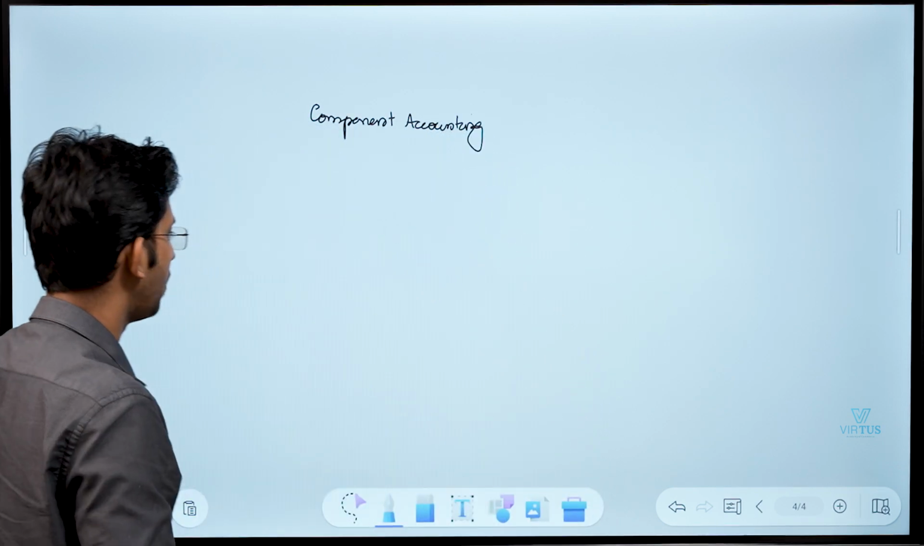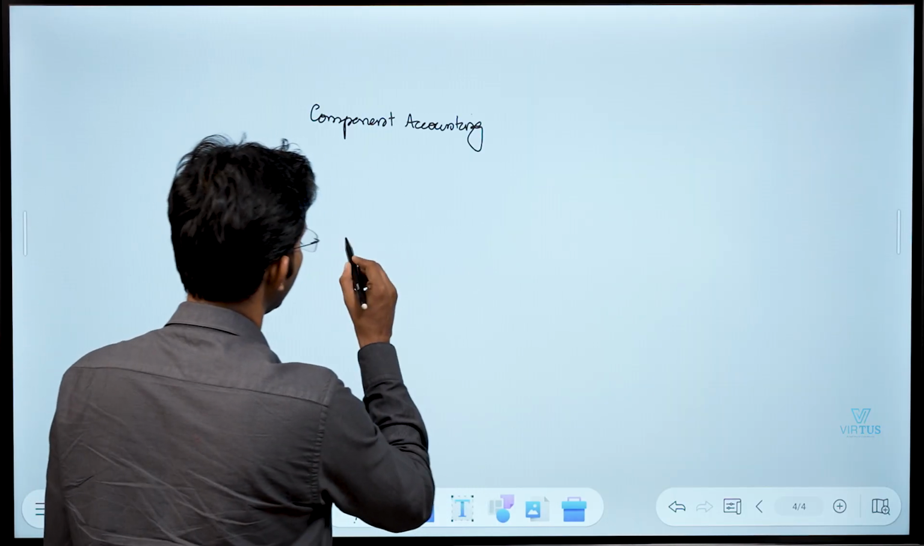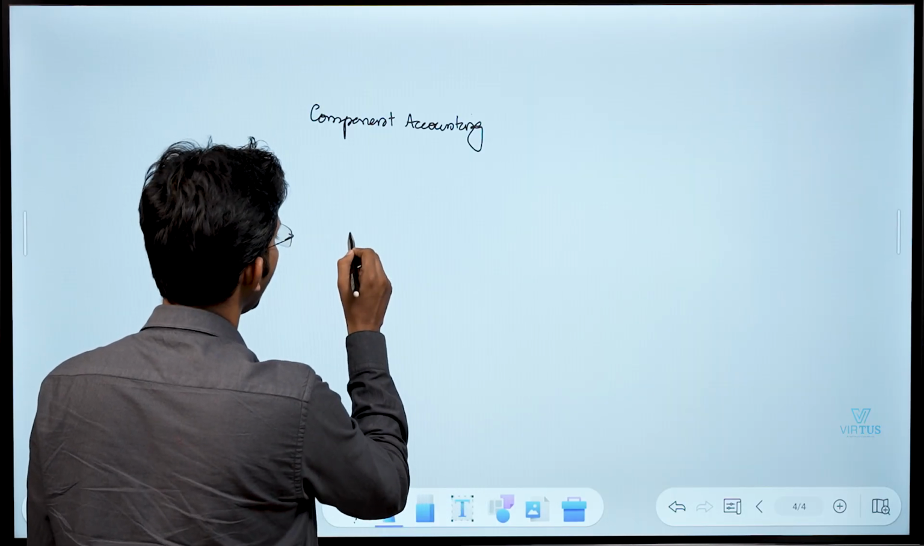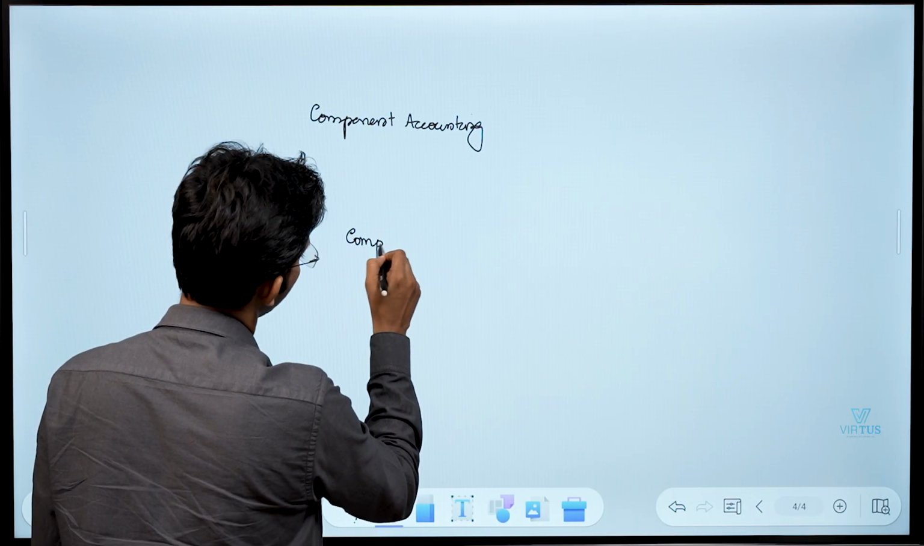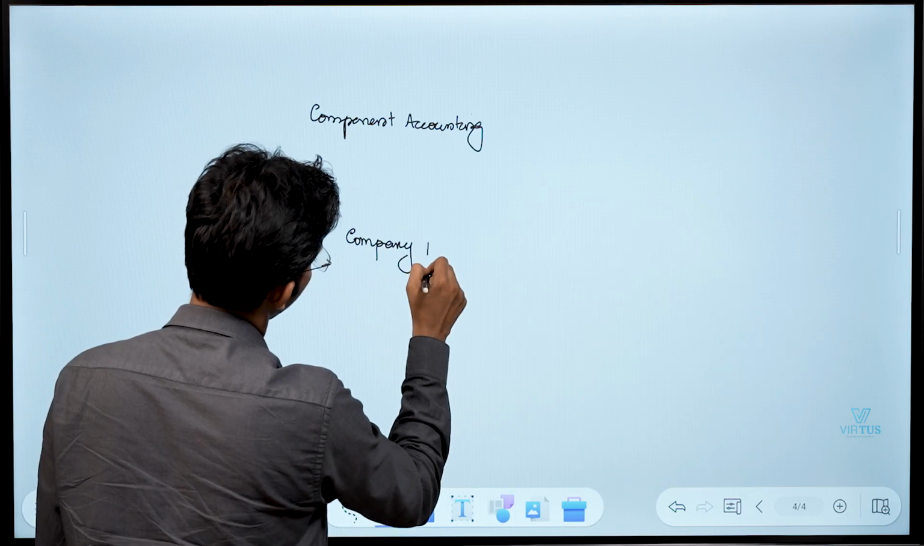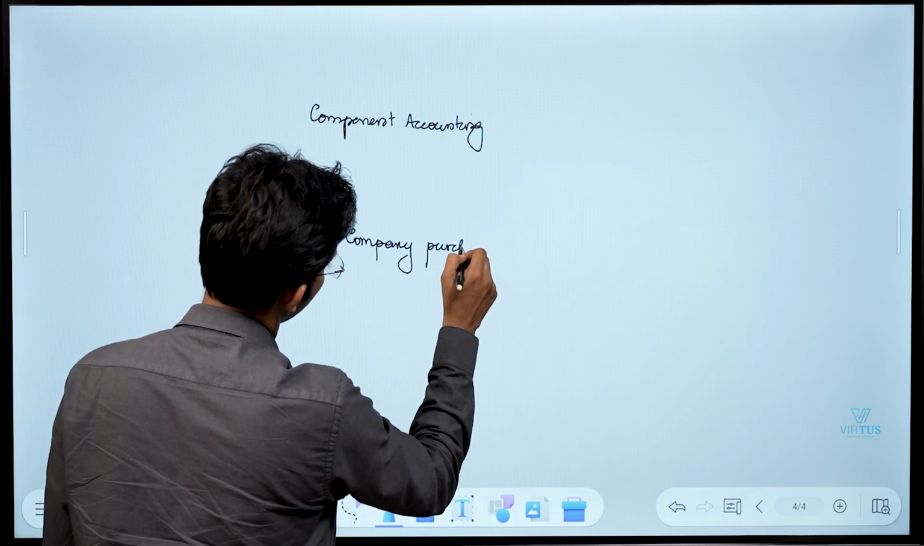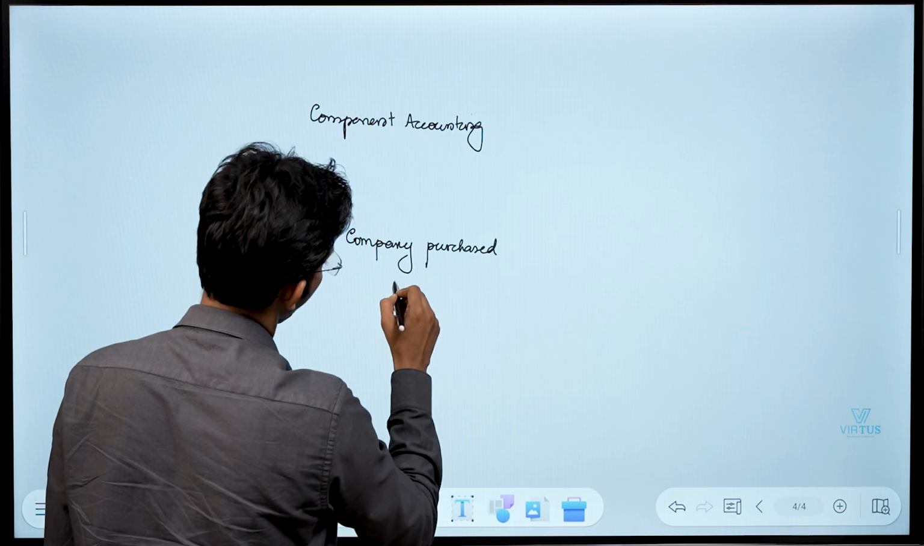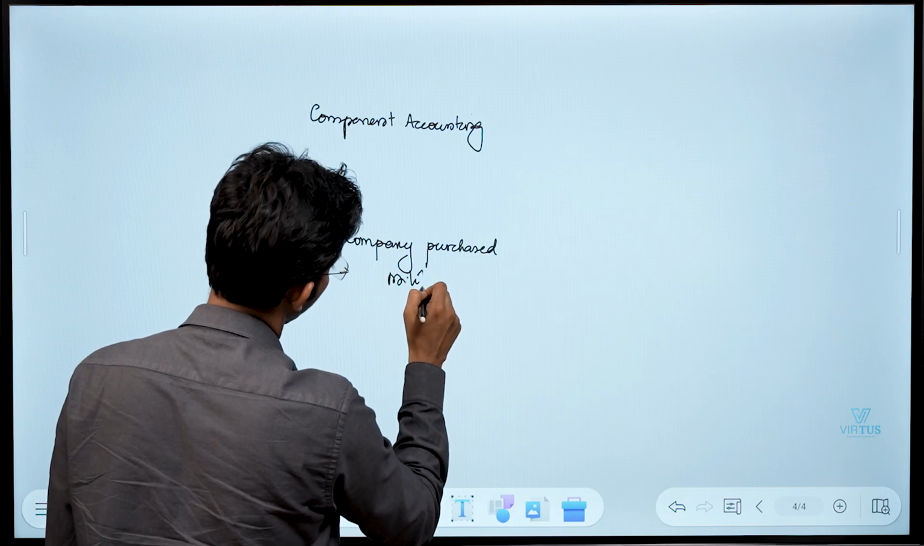I will give you an example. Let us take the case where a company purchased a military ship.